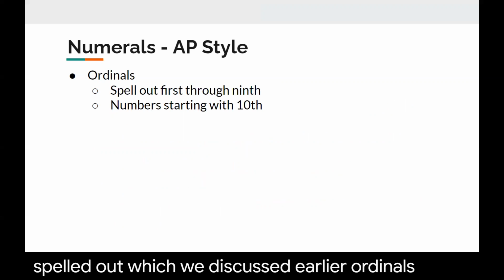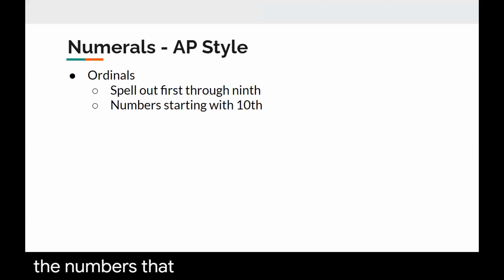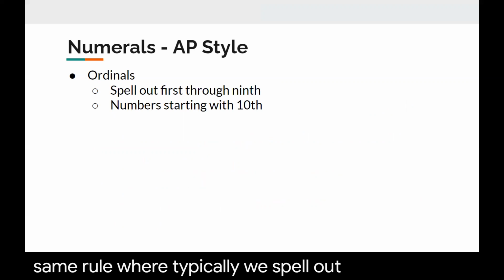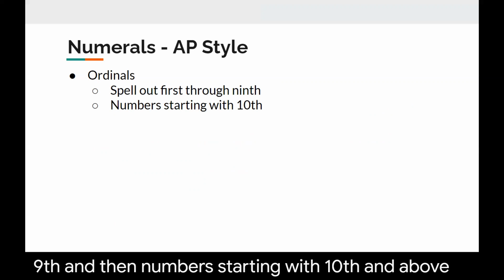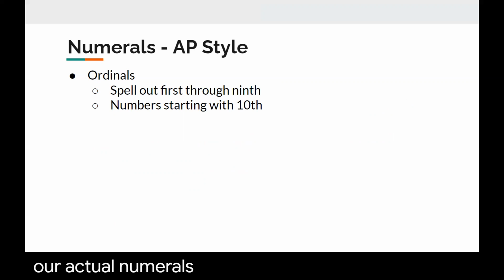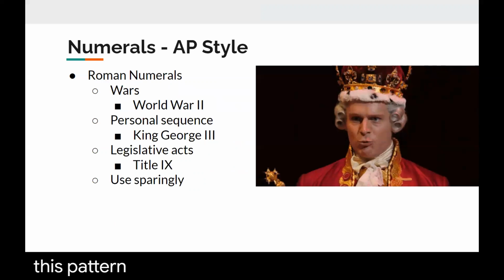Ordinals are the numbers that rank. So again, we still follow the same rule where typically we spell out 1st through 9th, and then numbers starting with 10th and above are actual numerals. This is why school grades follow this pattern.